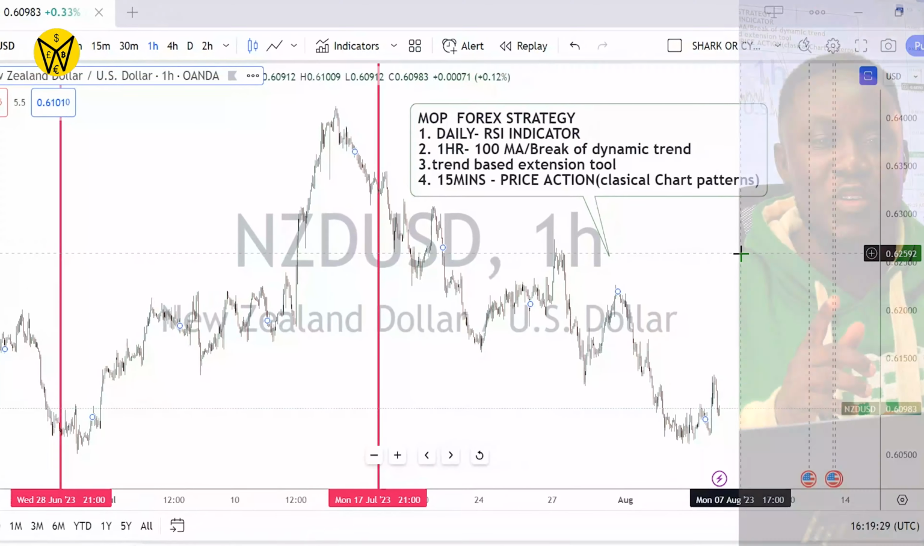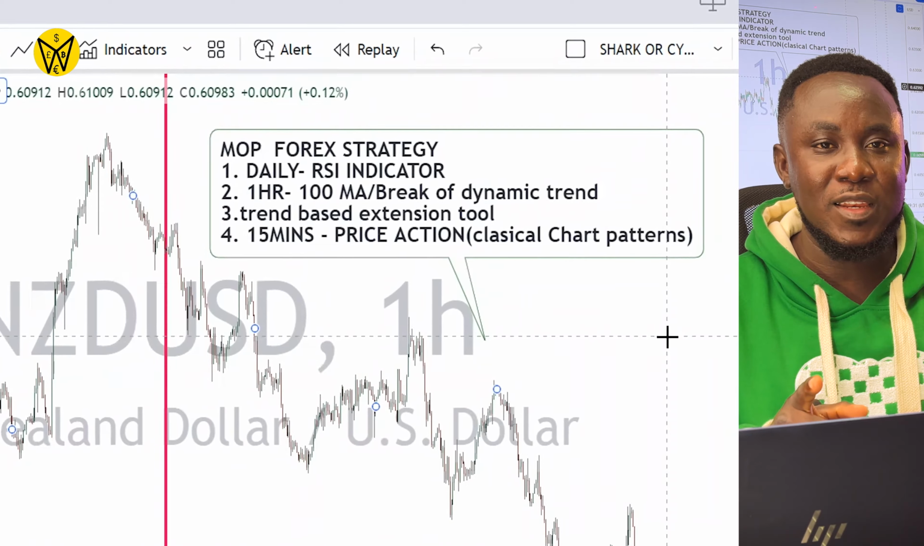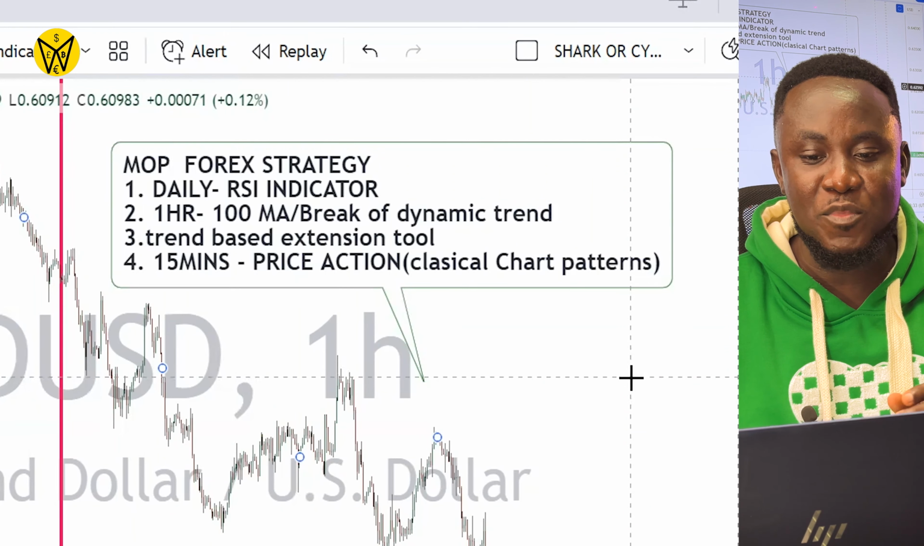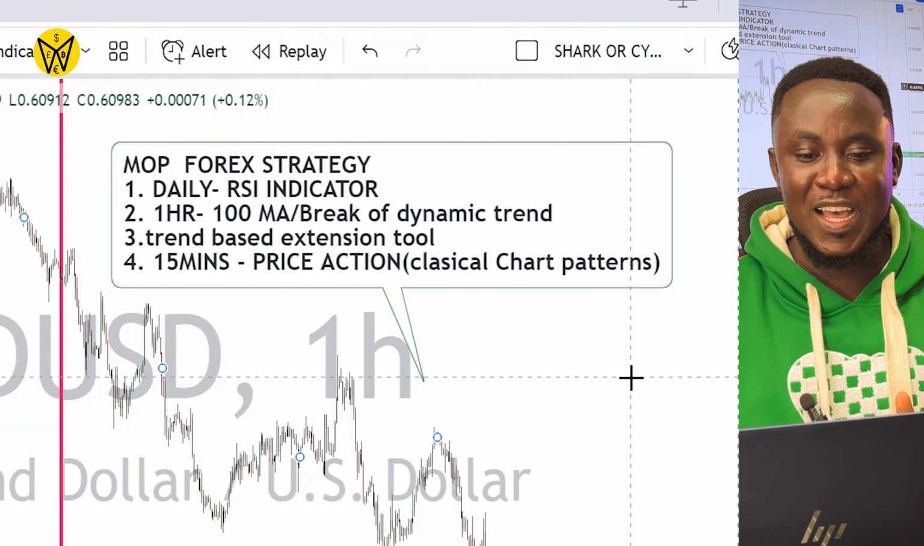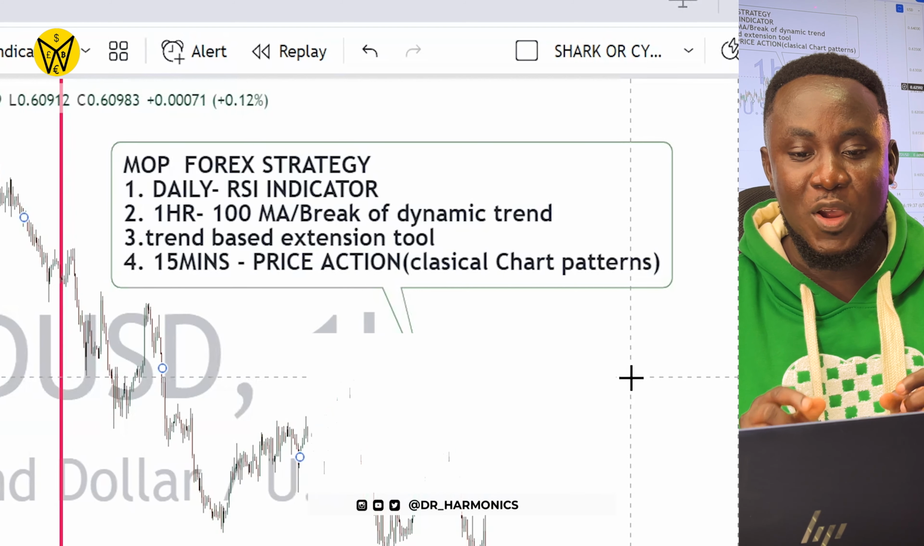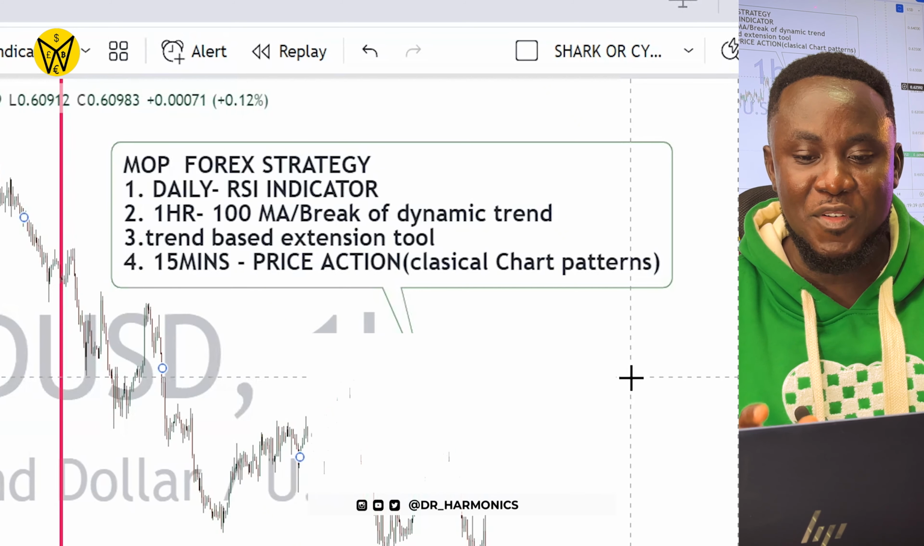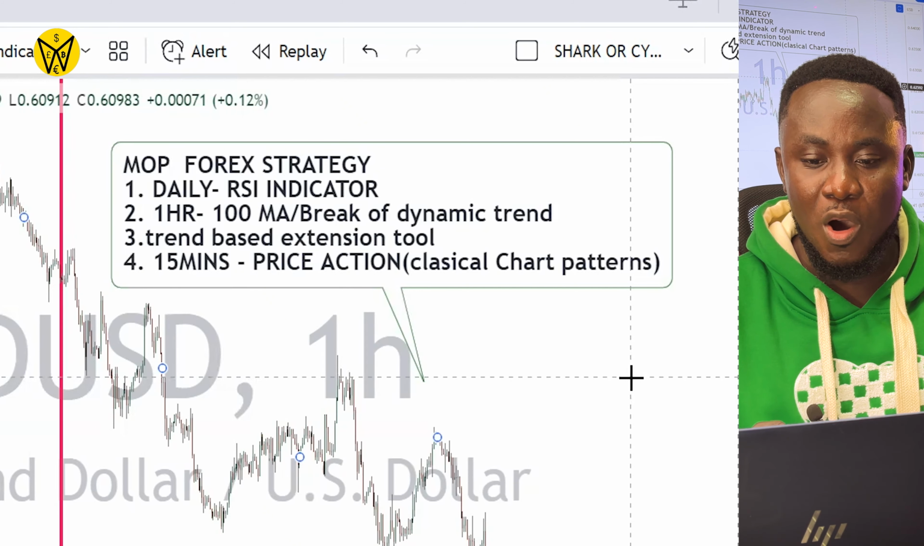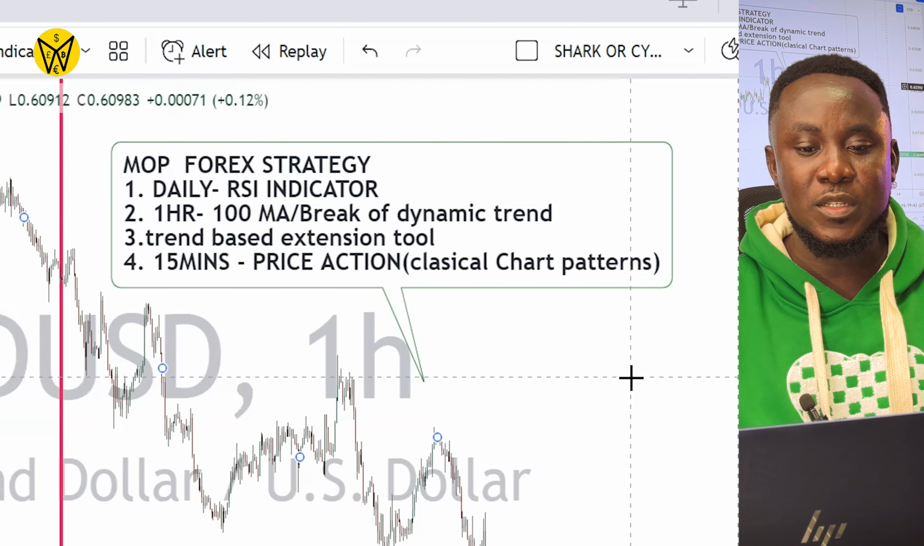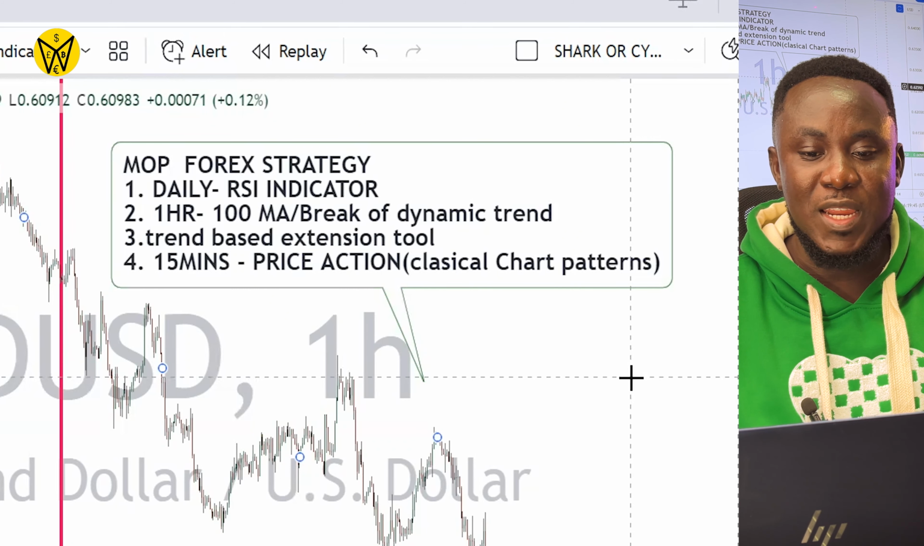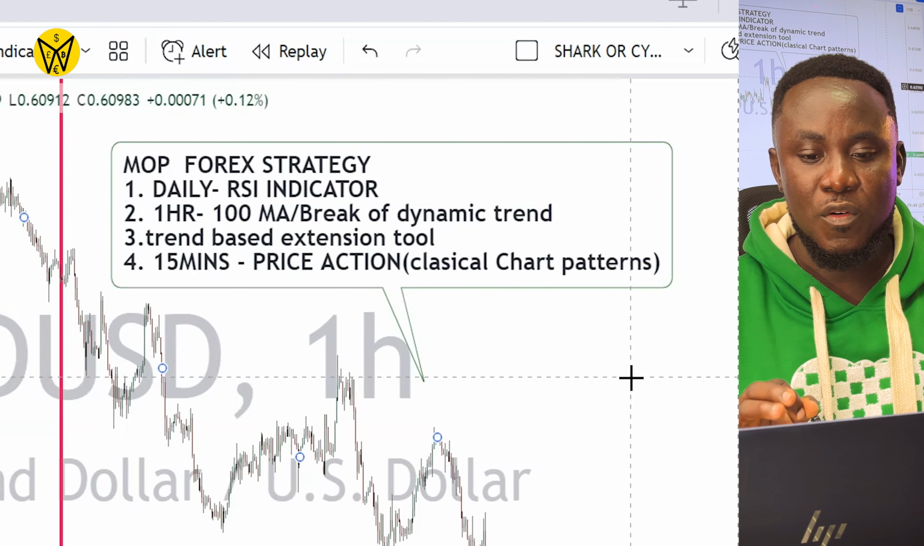Now, this strategy, I call it the MOP Forex strategy. What you need with this strategy is, one, on the daily time frame, the RSI indicator. Two, on the 1 hour time frame, the 100 moving average or break of dynamic trend. Three, a trend-based extension tool on TradingView. Four, knowledge about classical chart patterns.